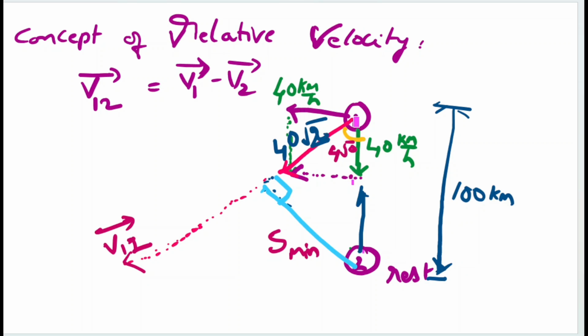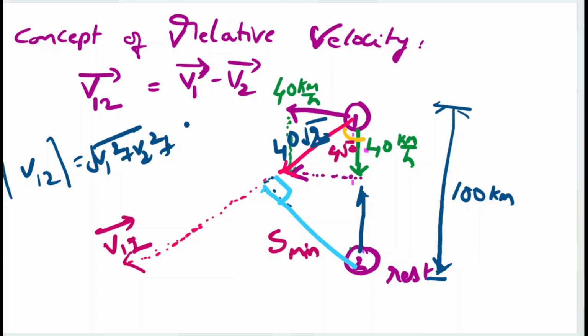If we add them by using the parallelogram law of vector addition, this is 40, this is 40, and they are at right angles. So according to the parallelogram law of vector addition, we will get 40 root 2 km per hour. We can also find the magnitude of v12 as square root of v1 square plus v2 square plus 2v1v2, or rather minus 2v1v2 cos 90. Cos 90 value is 0, so this term will vanish.